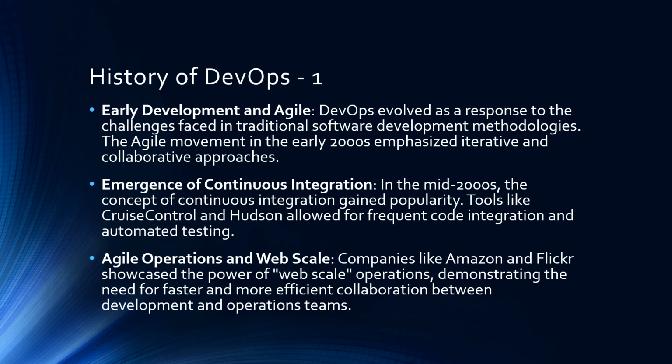Flickr's 10+ deploys per day presentation at the 2009 Velocity Conference was another pivotal moment. It showed the industry that frequent, reliable deployments were possible with the right practices and tools in place. This challenged the traditional notion that stability required slowing down the pace of change.